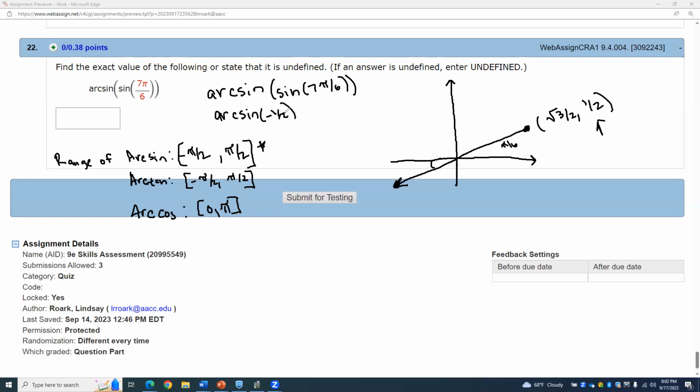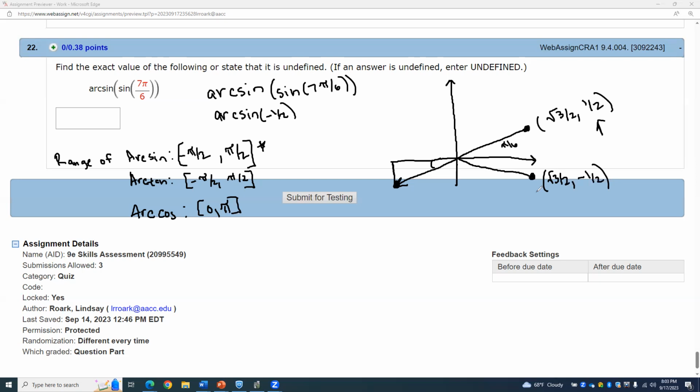And again, one of them is in the third quadrant, but the third quadrant angles are not in the range of arcsine. It has to be between negative pi over 2 and pi over 2. So where else am I going to get a y value of negative 1/2? Well, it's going to be in the fourth quadrant. That's where I would get this y value of negative 1/2. This point here would technically be square root of 3 over 2, negative 1/2.